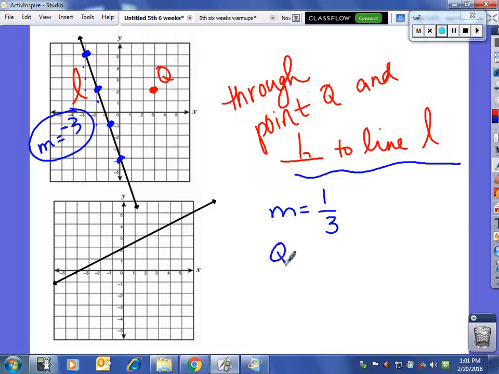And you also have to go through point Q, which I didn't tell you the coordinates of. I gave you a picture of it. Where is point Q? At 3, 2. So now you have a point and a slope. Get busy, find the b. Everybody, on your mark, get set, go.